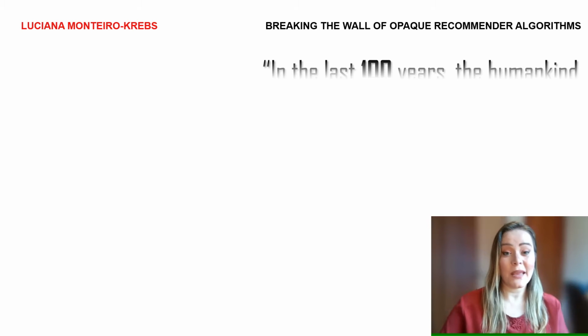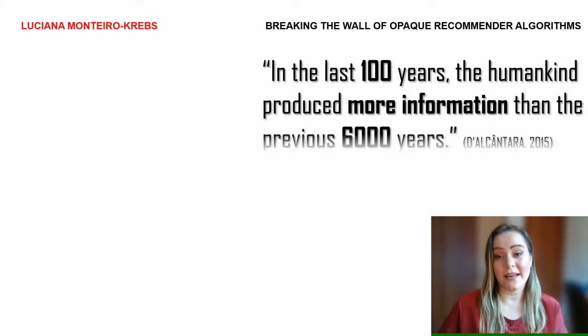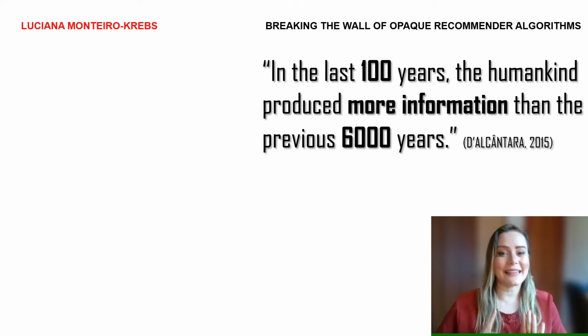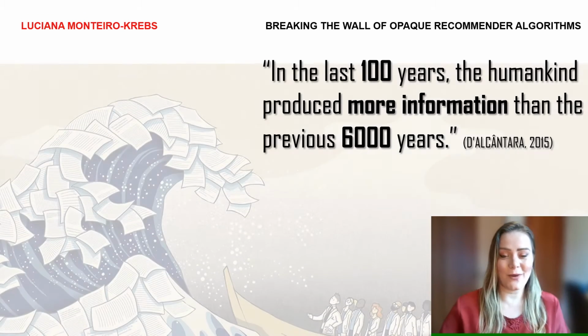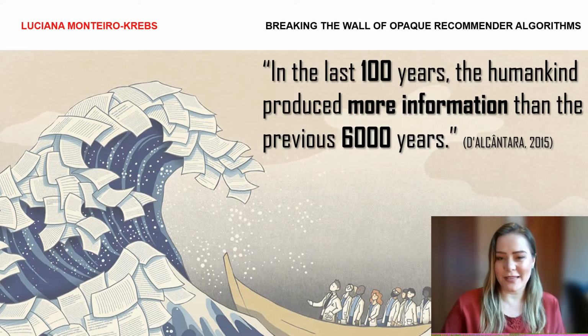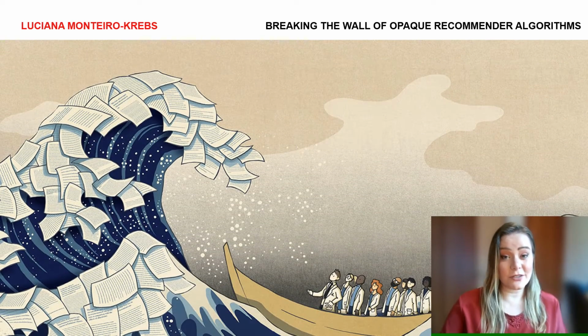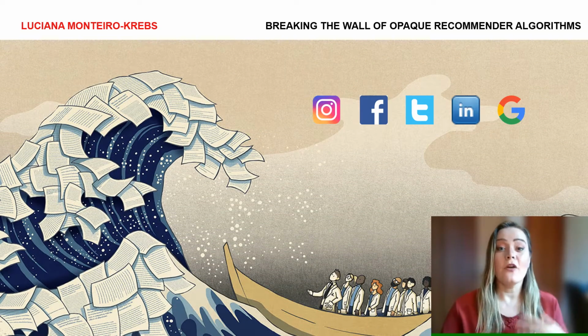In the last century, we produced more information than in the previous 6,000 years. It's a lot, right? Of course, we don't have time to read it all. And that's why digital platforms such as social media filter what they think is relevant for us.